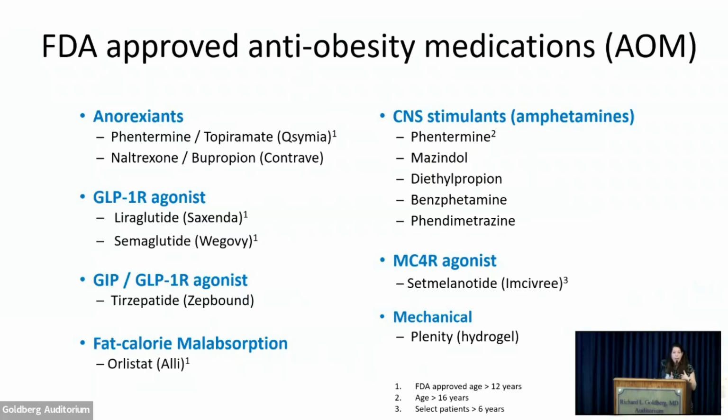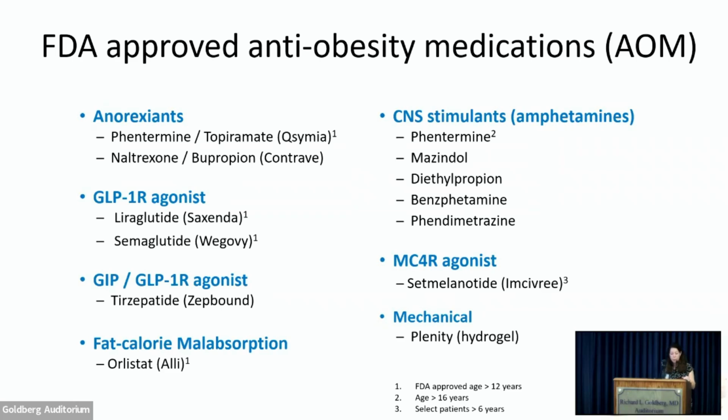So I just want to summarize the FDA approved options for anti-obesity medications. The ones on the left are all FDA approved for long-term use, and the ones on the right are not. So first group of medications are going to be appetite suppressants or anorexics. This includes Qsymia, which is a combination of phentermine and topiramate. And then Contrave, which is a combination of naltrexone and bupropion. You may be familiar with these meds for other indications, but they have an appetite suppressing effect together.